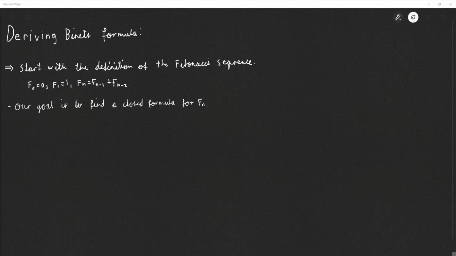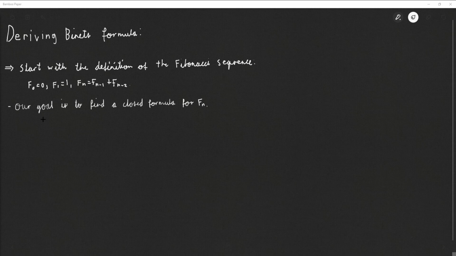So the first thing we're going to do is to have the definition of the Fibonacci sequence, which has the initial conditions of f0 equaling 0 and f1 equaling 1, with our formula being fn is equal to fn minus 1 plus fn minus 2, with our goal here to find a closed formula for f of n.